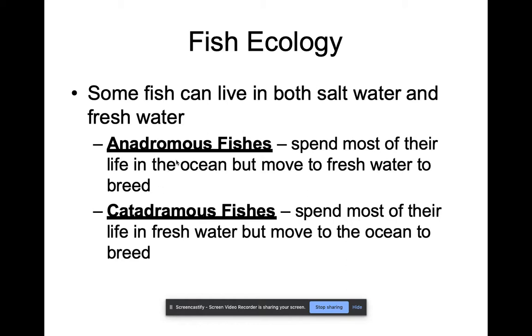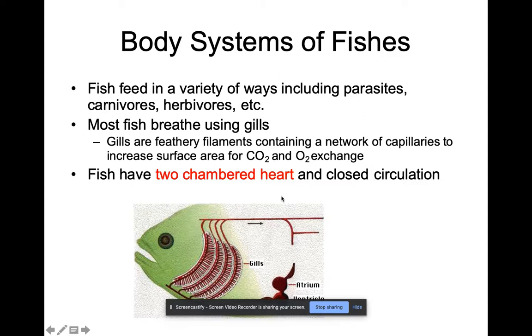Catadromous is the opposite, where they're going to spend most of their life in the fresh water, but they're going to move to the ocean to breed. Unfortunately, off the top of my head, I can't think of a good example of a catadromous fish for you there. So my apologies. So more body systems here.